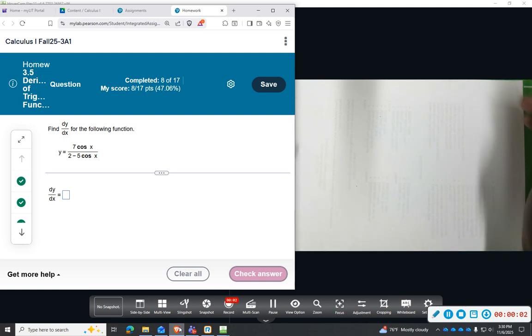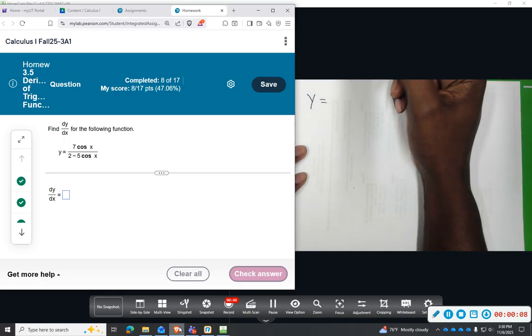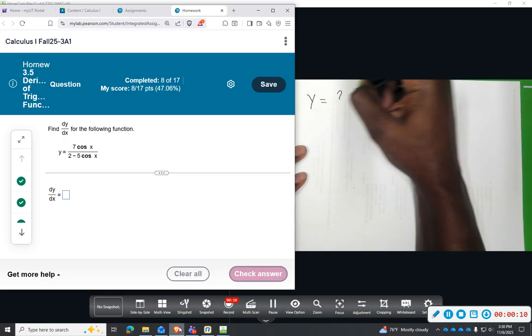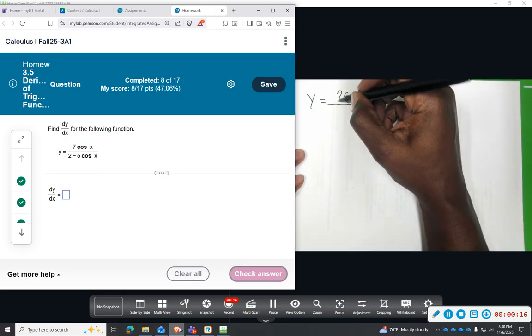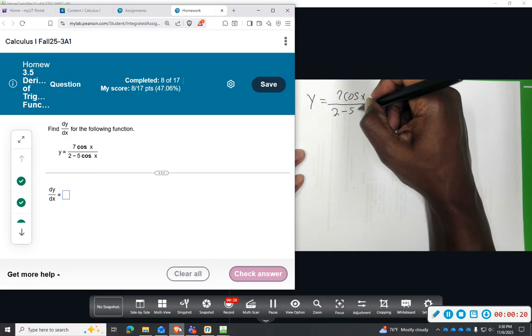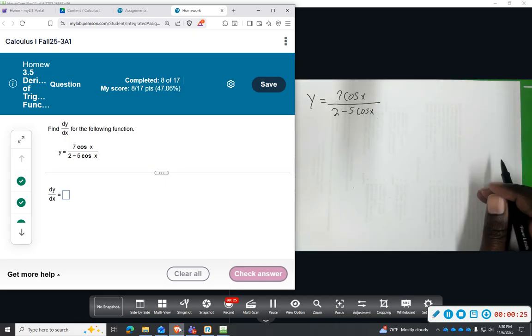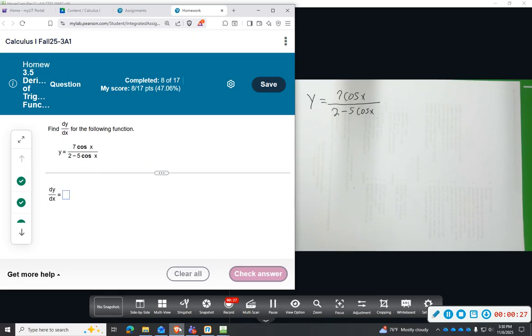All right, number 9, we want to find the derivative of the trig expression 7 times the cosine of x divided by 2 minus 5 times the cosine of x. Okay, so we have two functions of x. We have to do the quotient rule.